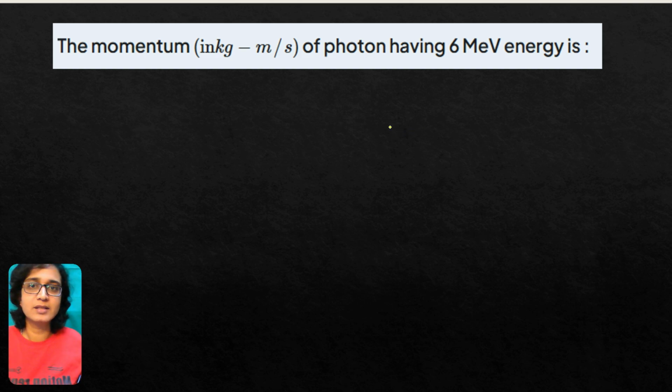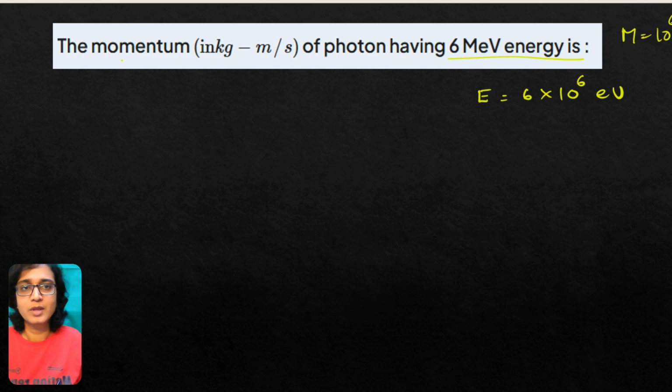Next, the momentum in kg meter per second of a photon having 6 mega electron volt. Mega means 10 power 6. So energy they gave is 6 mega electron volt, 6 into 10 power 6 electron volts. The momentum they are asking. P they are asking. What about P? They are giving energy.